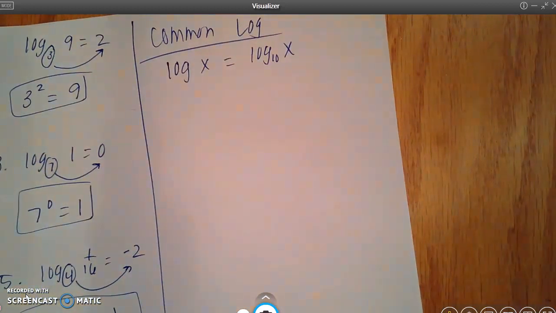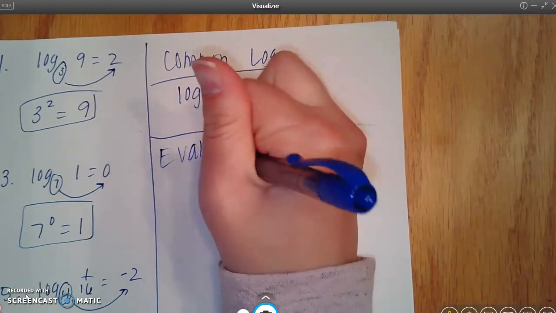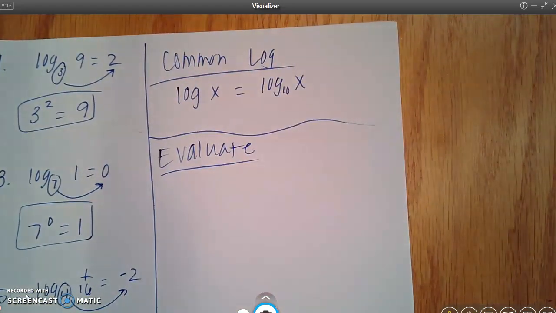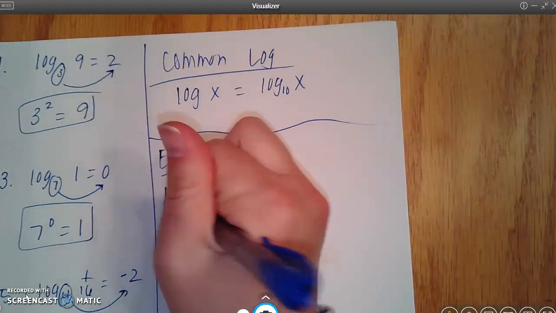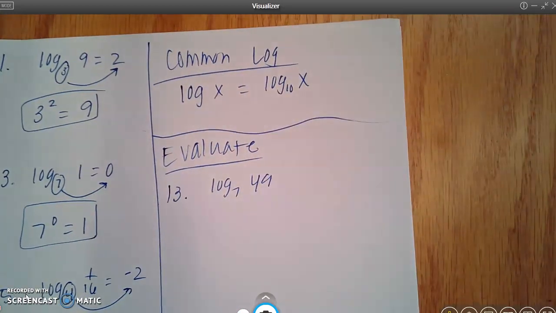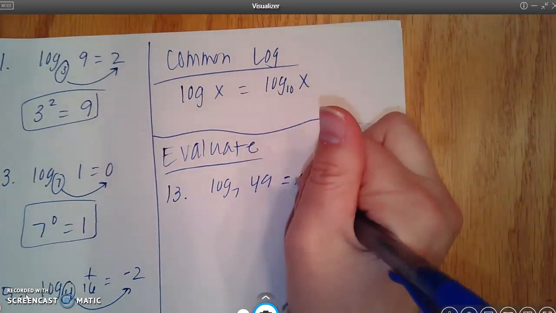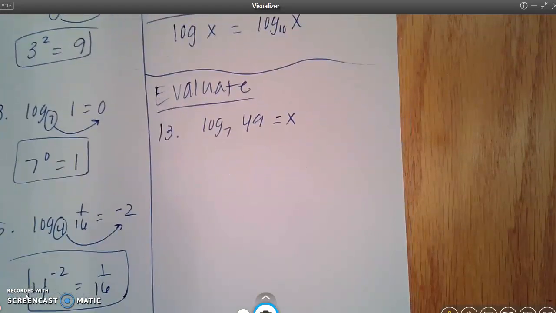All right, so they want you to go through and evaluate. So what does that mean? For evaluate, you're actually going to go through and find out what x is equal to. Okay, so if we look at number 13, we have log base 7 of 49. So step 1, you're going to set it equal to x. Easy enough.